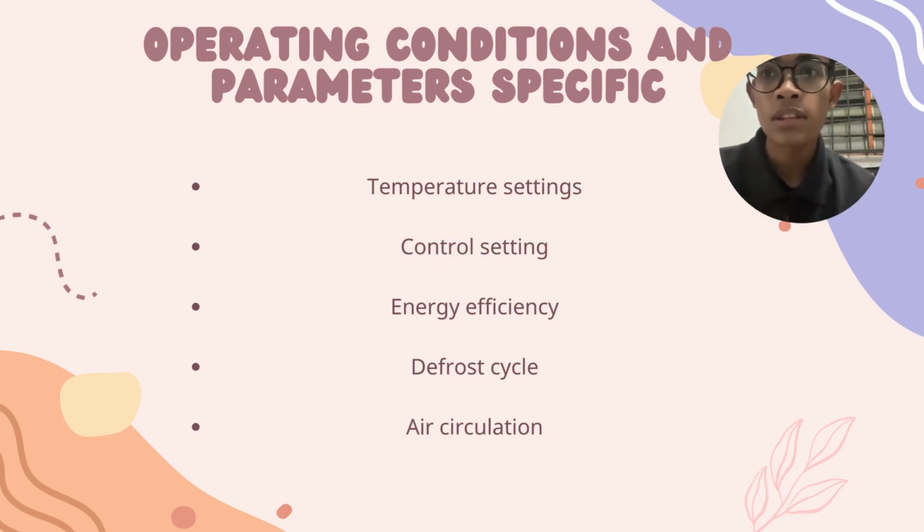The second one is control setting. The thermostat is used to control and maintain the interior temperature of the freezer and refrigerator section. For the defrost control, the evaporator coils use an automatic or manual defrost cycle to avoid ice accumulation.